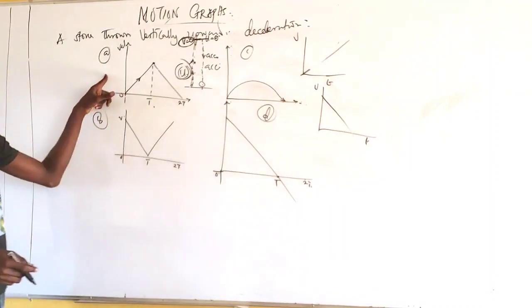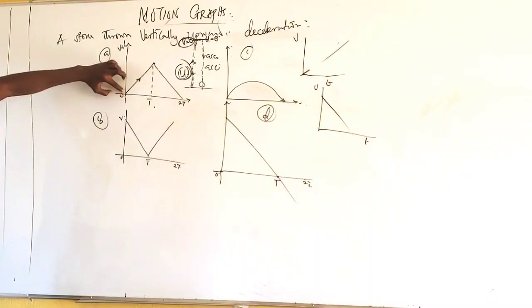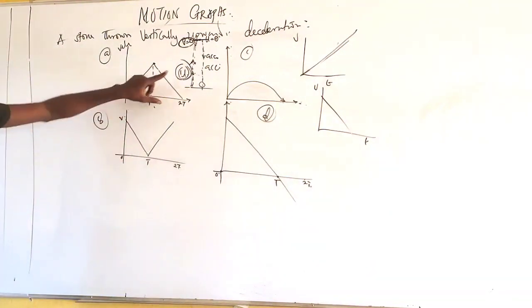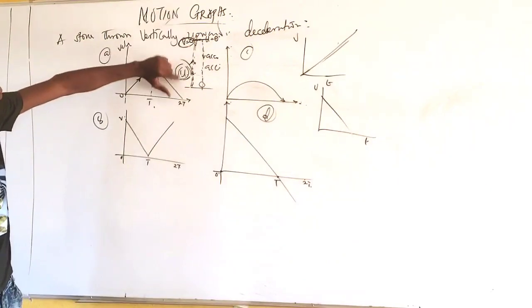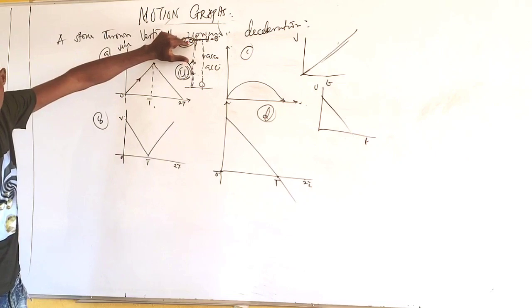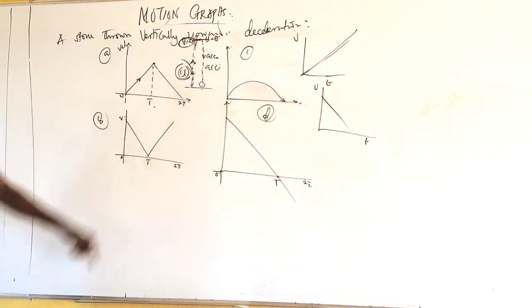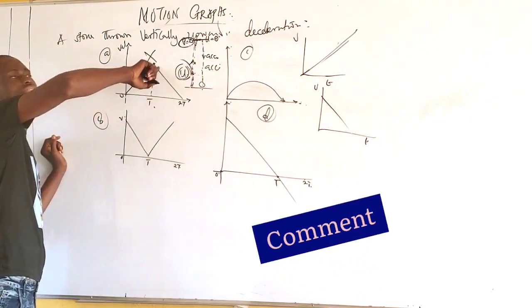For option A, altogether, it indicates that when the body is going like this, the body is accelerating. If you watch the motion itself, the body is thrown upward, which is decelerating initially. Then when it is coming downward, it is now what? Accelerating. So this cannot be the answer, because this one indicates that the body is accelerating initially.